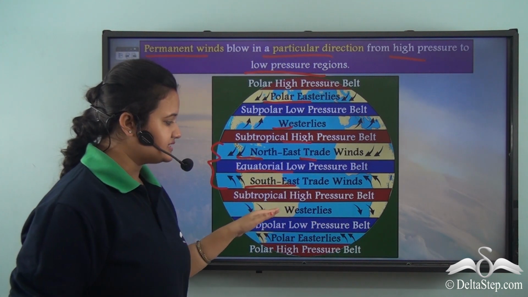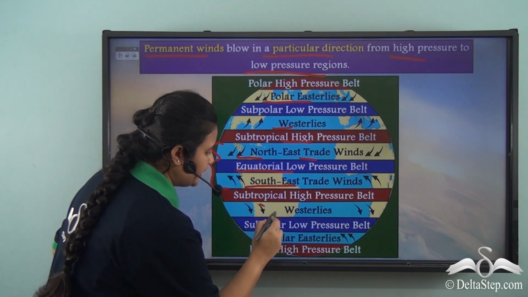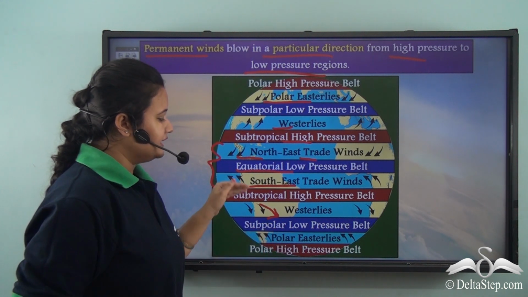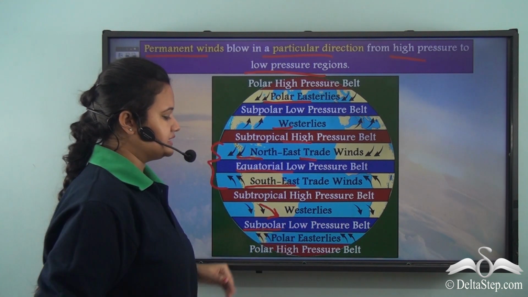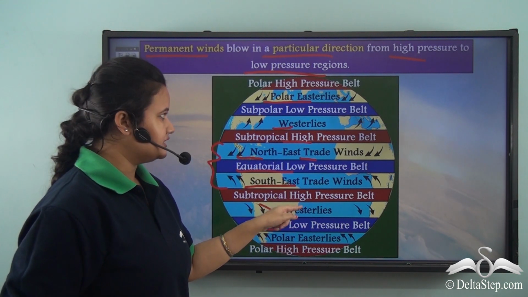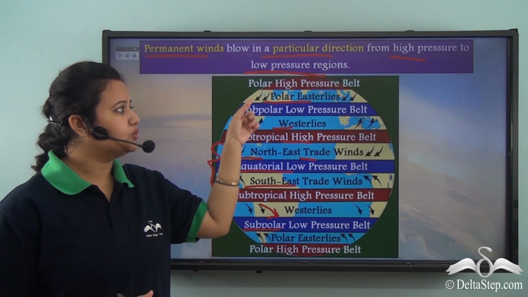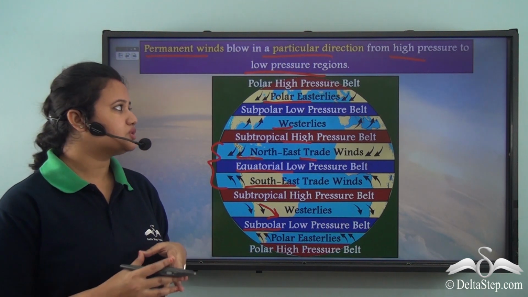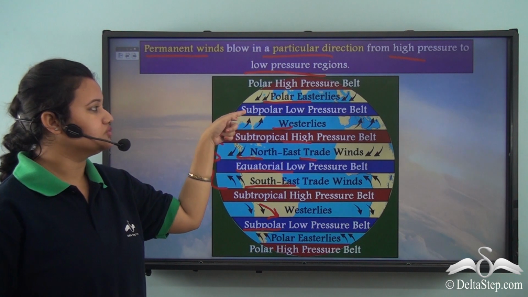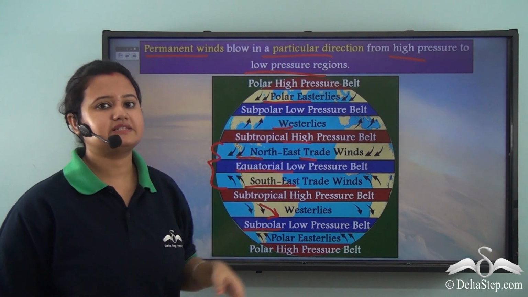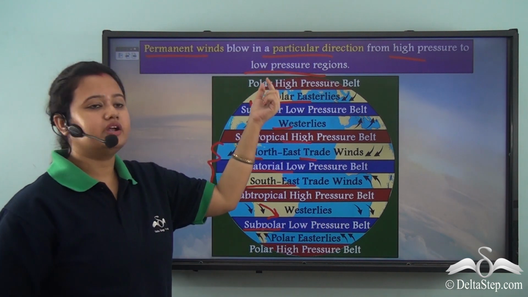Now coming to the westerlies. The westerlies, as the name suggests, come from the west, and they travel from the subtropical high pressure belt to the subpolar low pressure belt. They are known as westerlies both in the southern and in the northern hemisphere. And finally, we have polar easterlies. Polar easterlies originate in the high pressure region of the poles, and they proceed towards the subpolar low pressure belt. They come from the east, and hence they are known as polar easterlies.